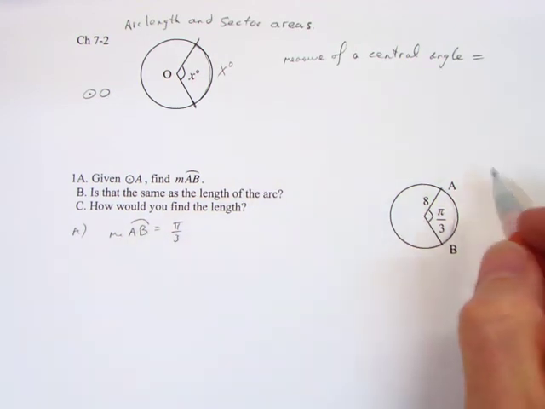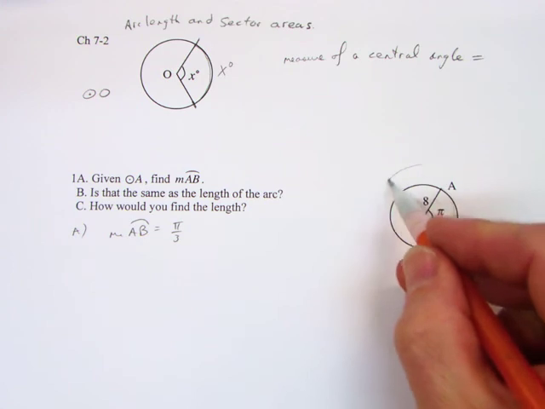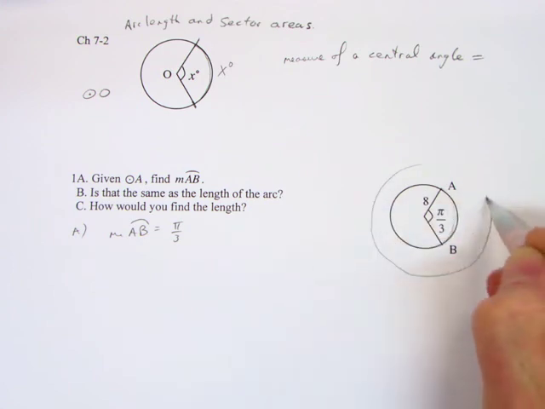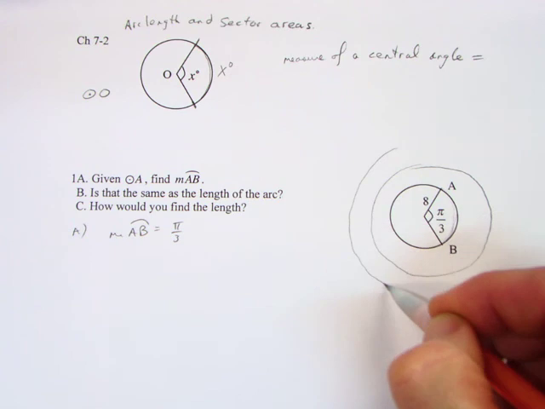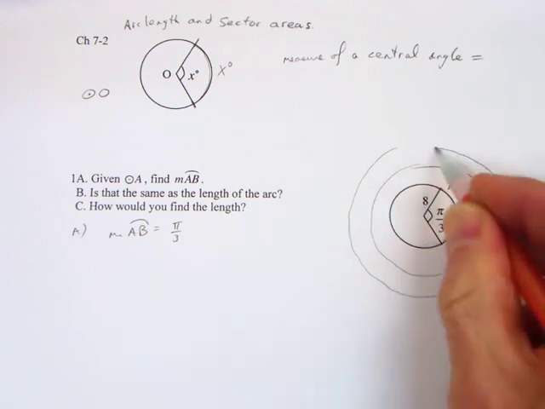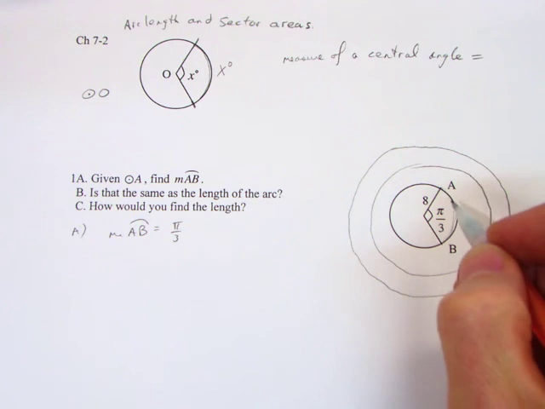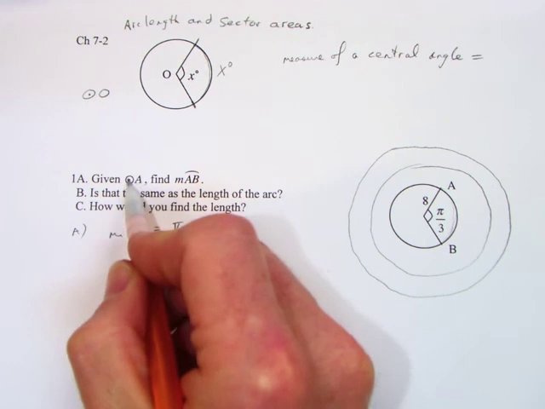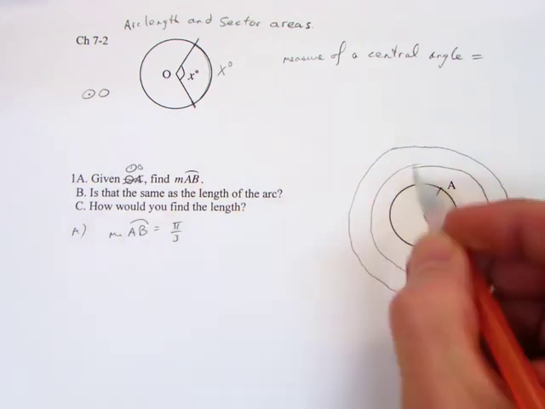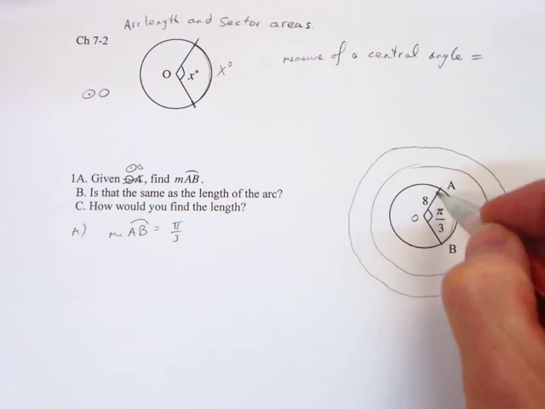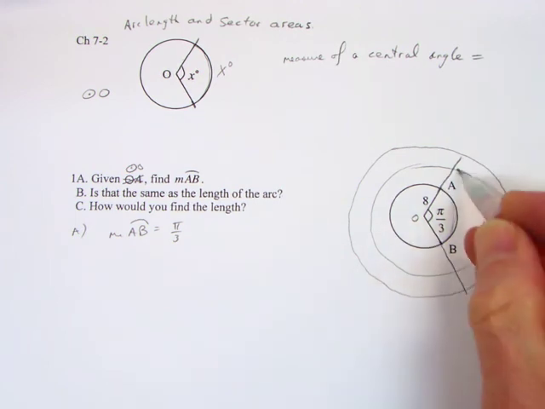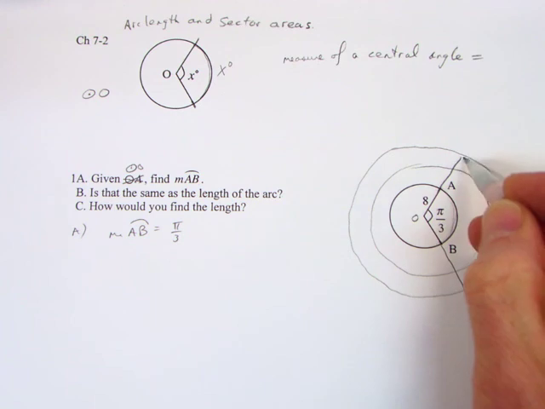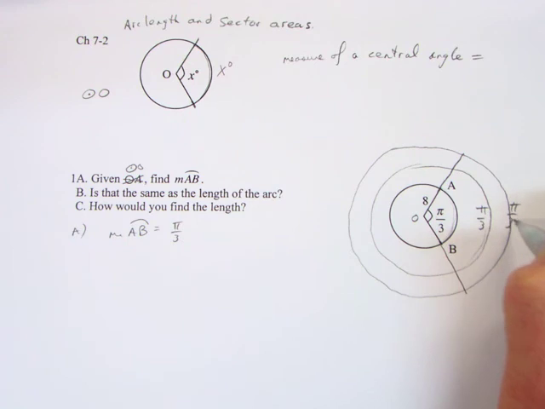Now, is that the same thing as arc length? Well, what if I drew a couple circles with the same center here? Oh, I just realized there's a typo there. This can't be A because A is on the circle. So let's write this as circle O, and I'll put in O there. What can you say about the measure of all of these angles? Now this figure is not drawn to scale. All of these are pi over 3. Does that mean their lengths are all pi over 3?